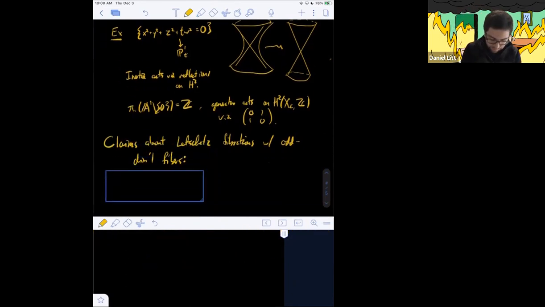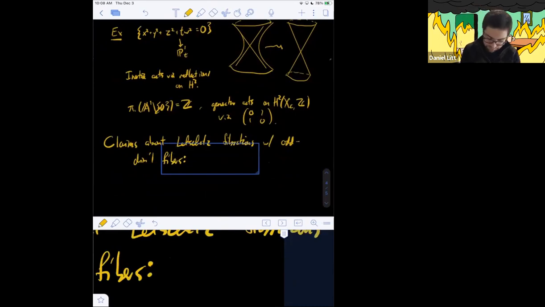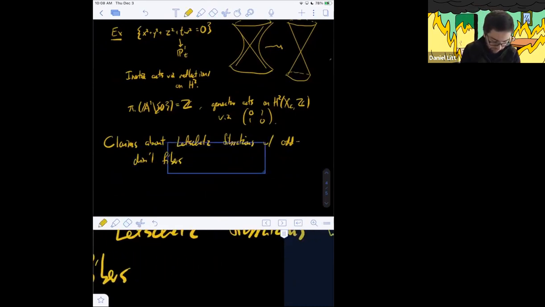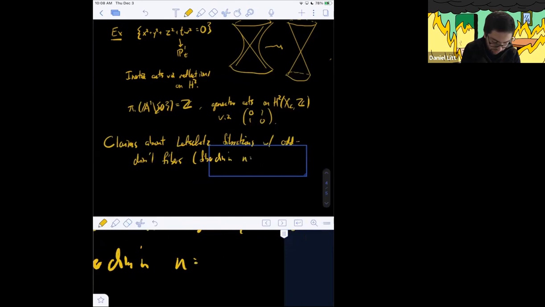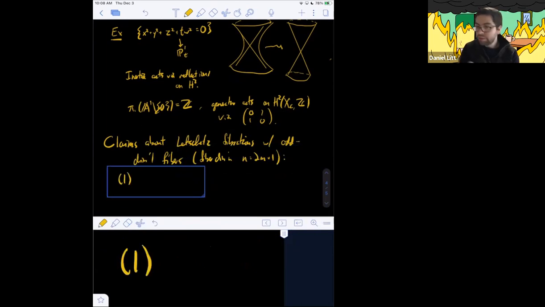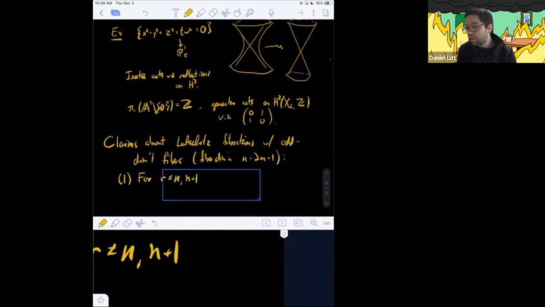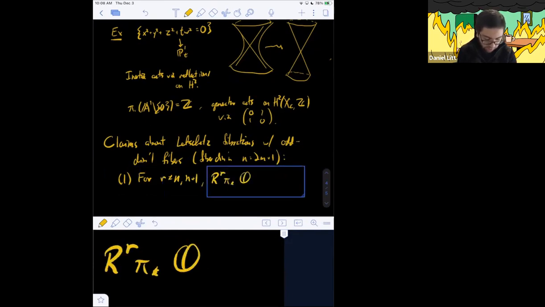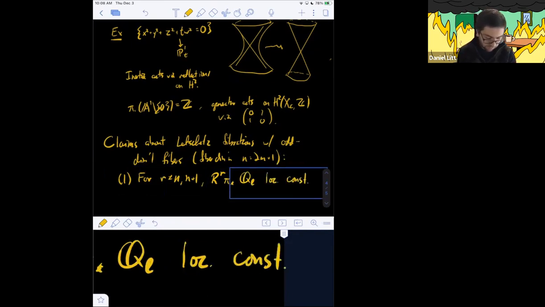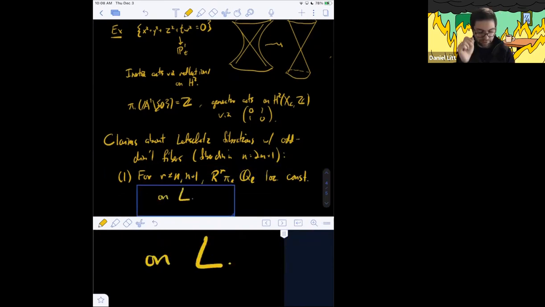Okay, so here the odd dimensional fibers. Let's give it a name: fiber dimension n, which is 2m plus 1. So claim 1 was that for r not equal to n or n plus 1, these sheaves R^r pi lower star QL are locally constant on the L, the base of our Lefschetz fibration.